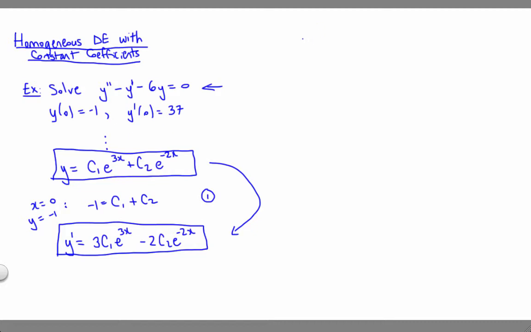So we're told that when x is 0, y prime is 37. So plugging in, we get 37 equals 3c1 minus 2c2. And again, we've used the fact that when we plug 0 into the exponentials, we're getting 1. Okay, so let's call that equation 2.